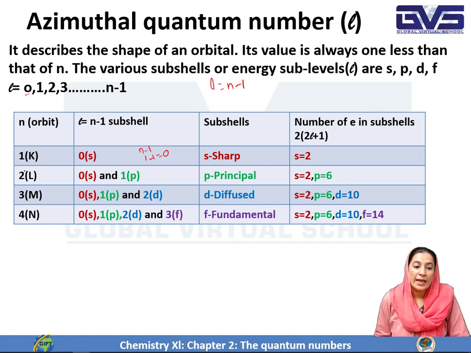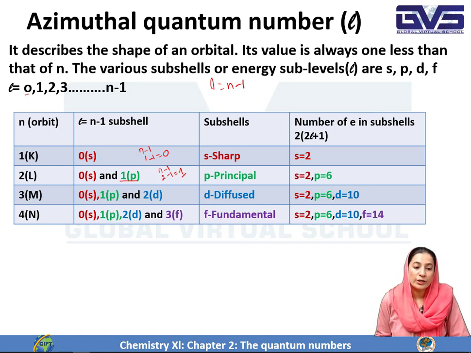And when n is 2, then l equals n minus 1, and here the value of n is 2, so 2 minus 1 is 1. When l is 1, this is the p subshell, and this shell will also contain the s subshell. For 1, it means this is the p subshell, and the letter p stands for principal subshell.